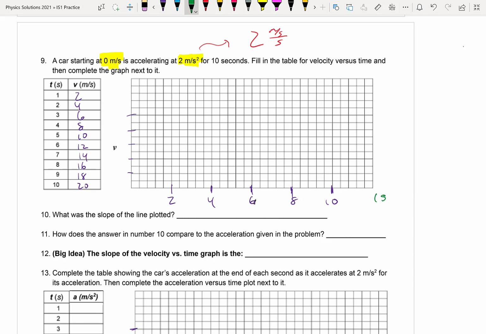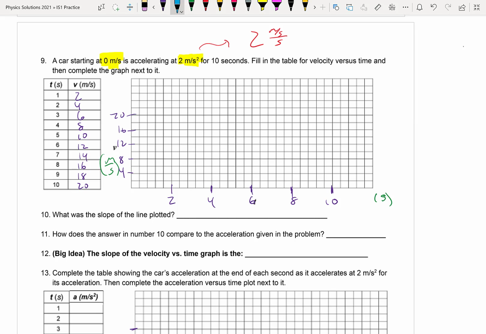Again, this is time in seconds, and then velocity in meters per second. For velocity, I would say 4, 8, 12, 16, 20. So I'm trying to spread out that as much as possible. I might have been able to do better, but this is where I'm going to stay.